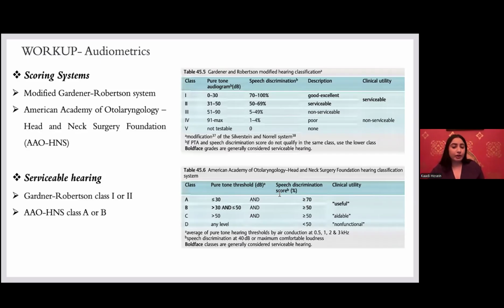So serviceable hearing can be considered in an AAO-HNS class A or B, or the 50-50 rule or Gardner-Robinson class 1 or 2, where a PTA threshold of less than 50 decibels and speech discrimination score of more than 50% is seen. Now, in a patient with good hearing in the contralateral ear, a speech discrimination score of less than 70% in the affected ear is not considered good hearing, whereas if the contralateral ear is totally deaf, a speech discrimination score of more than or equal to 50% can be useful.